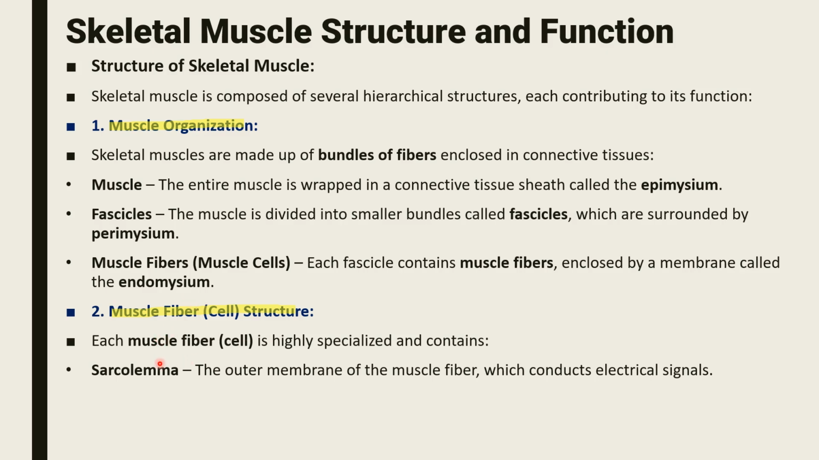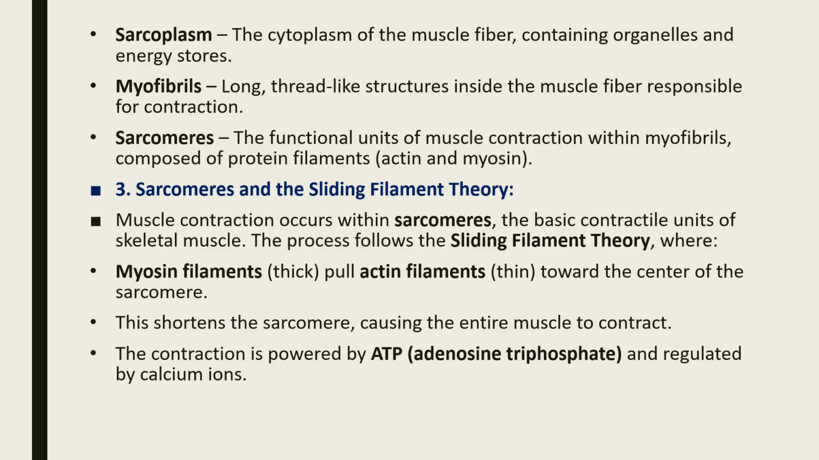Muscle fiber cell structure. Each muscle fiber cell is highly specialized and contains sarcolemma, the outer membrane of the muscle fiber, which conducts electrical signals. Sarcoplasm, the cytoplasm of the muscle fiber containing organelles and energy stores. Myofibrils, long thread-like structures inside the muscle fiber responsible for contraction, while sarcomeres are the functional units of contraction within myofibrils, composed of protein filaments, actin and myosin.